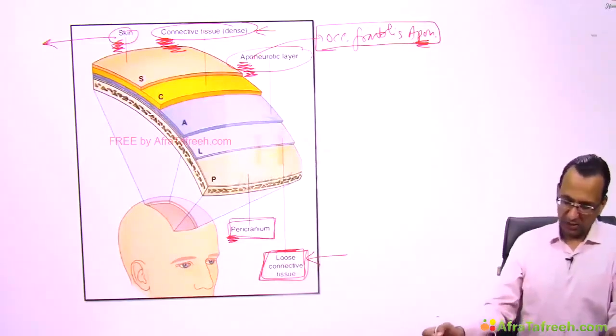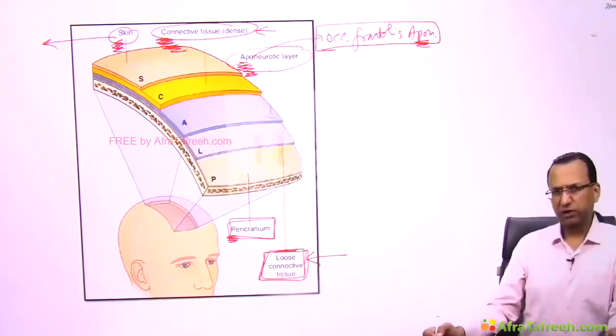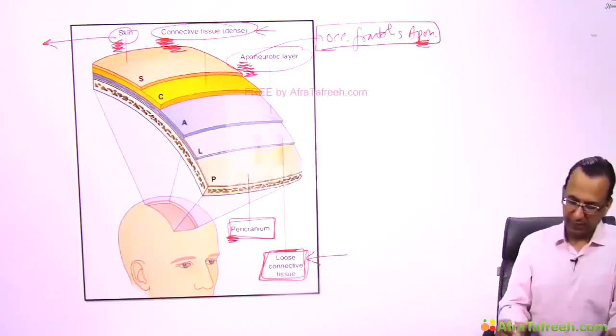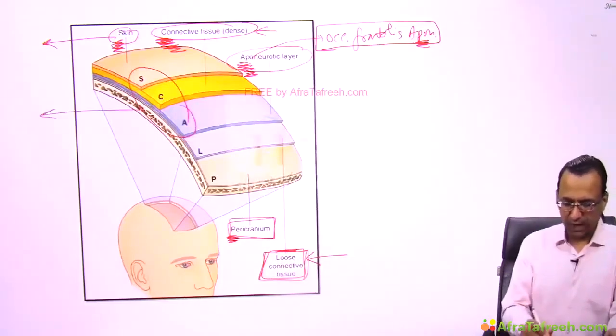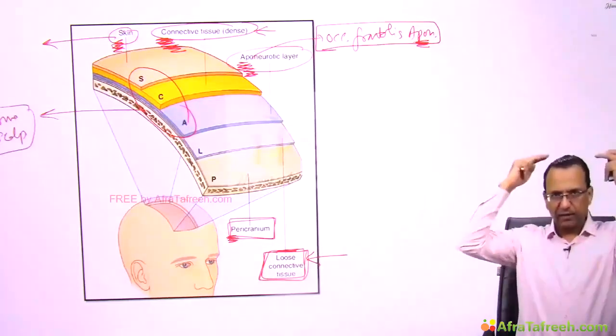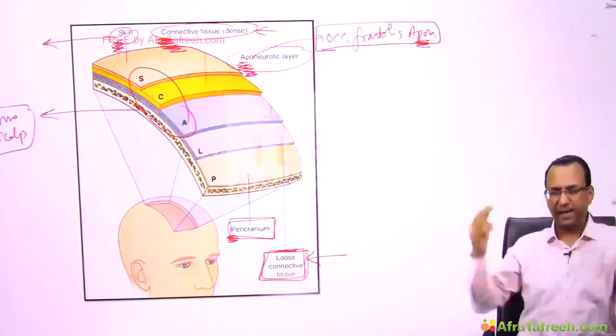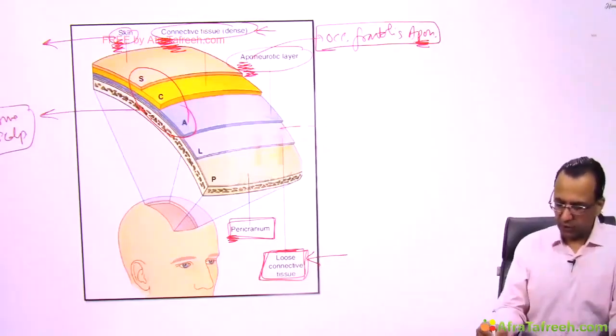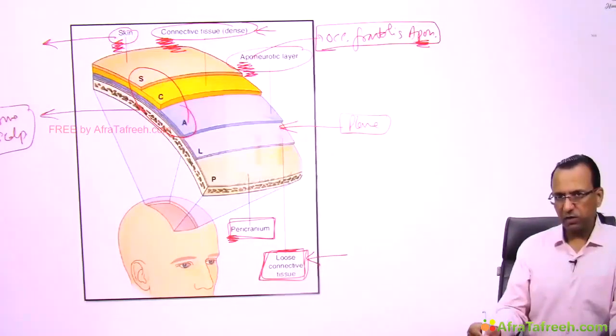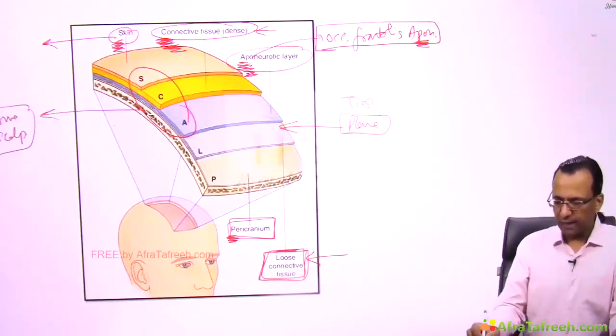Can we discuss some more details? Yes, you have to understand the true scalp is the first three things. So what will be included there? The skin, the dense connective tissue, and then the aponeurosis. And what is below that? Below that is a plane, a surgical plane. And what do you do in that plane? In that plane, I can insert tissue expanders.